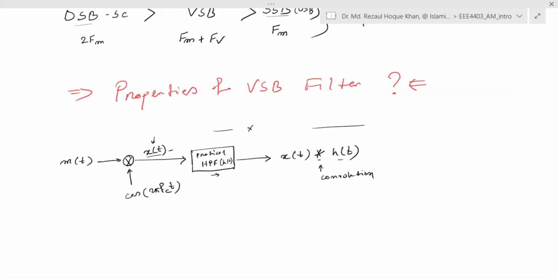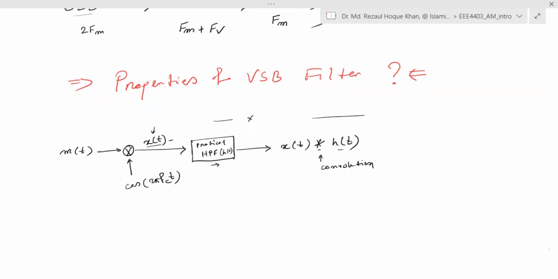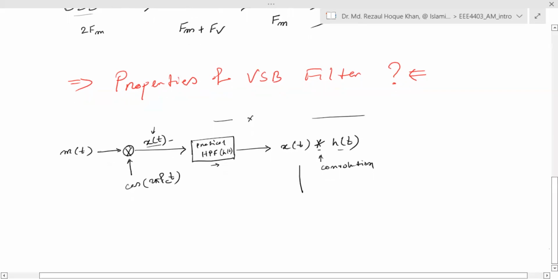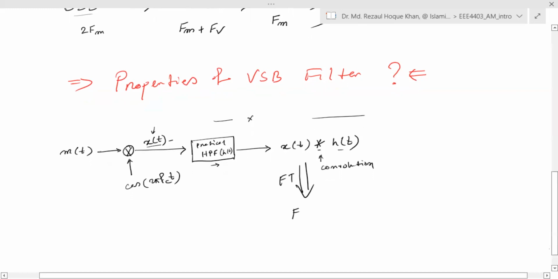Okay, so what will happen to the frequency domain response of this convolved signal? What is the response? If we do the Fourier transform of this output signal x(t), it's actually the Fourier transform of x(t).